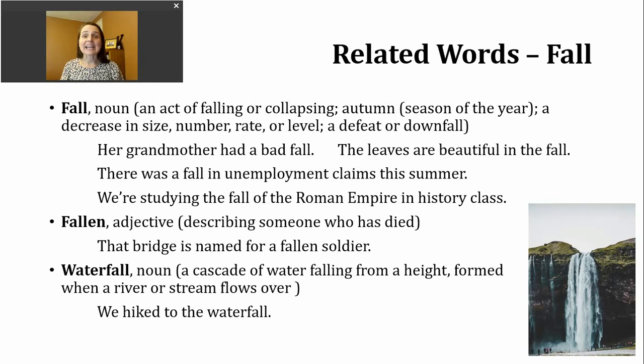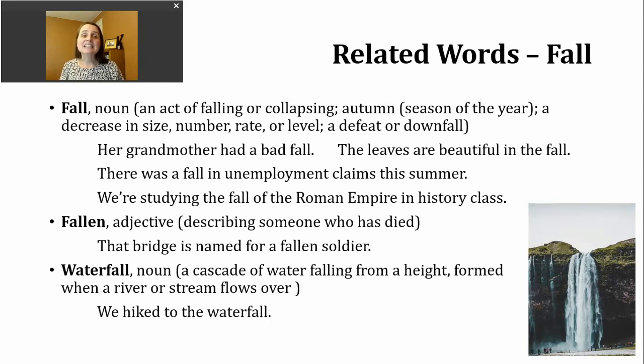A third way to use the noun fall is to mean a decrease in size, number, or a rate, possibly a level. So here's an example of that. There was a fall in unemployment claims this summer. So it's another way to say there was a decrease.